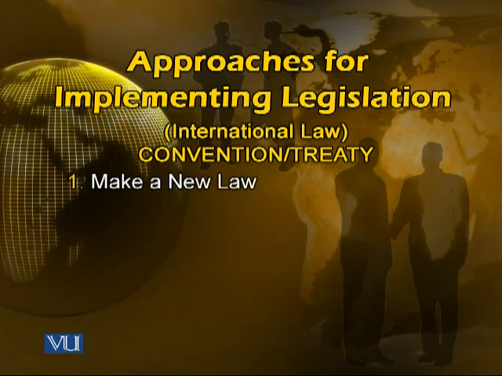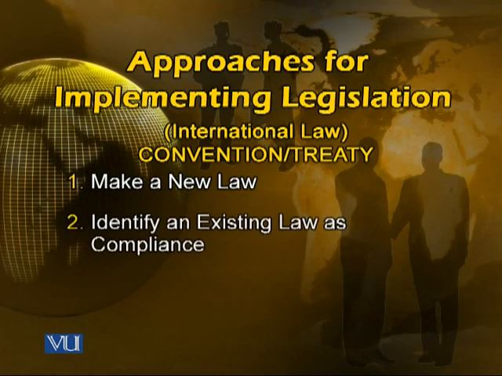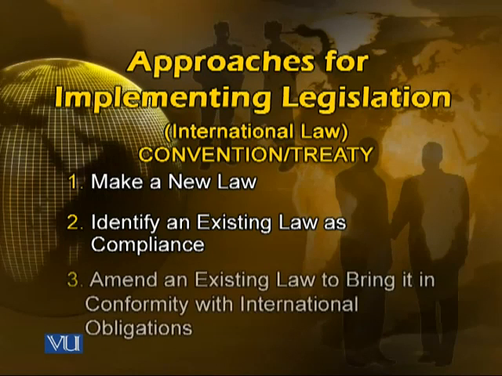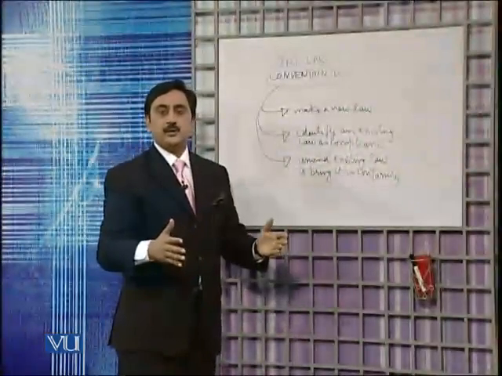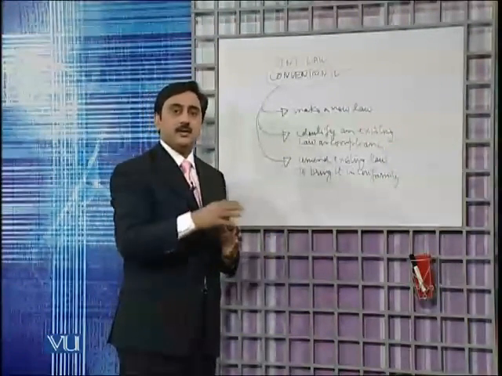Approach number one for implementing legislation is it can make a new law. Approach number two is it can identify an existing law as compliance. And the third approach is it can actually amend existing law to bring it in conformity. Three approaches towards implementing legislation. Approach one, when you ratify an international convention, make a new law. A straightforward, standalone piece of legislation that can be implemented.